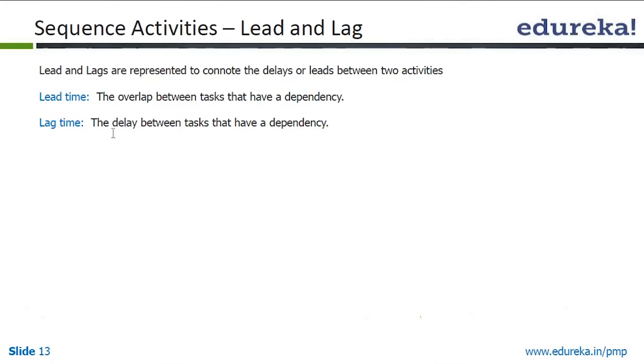We have also talked about lead and lag time. So lead is the overlap between tasks that have a dependency. It is like the requirements phase, where if requirements takes 10 days, we can start the design after 5 days of starting the requirements gathering. We don't have to wait till all the 10 days are over. That is lead time. Lag time is the delay between tasks that have a dependency.